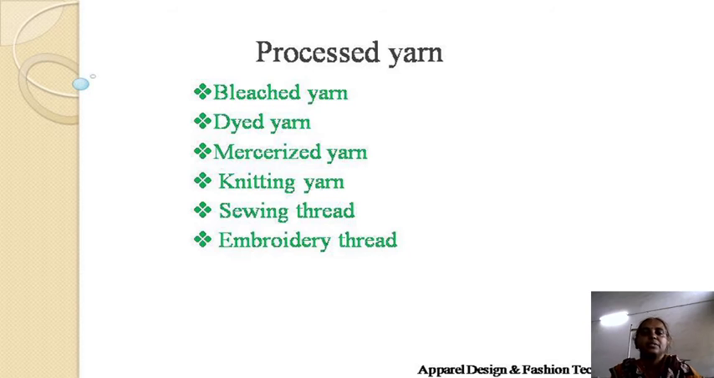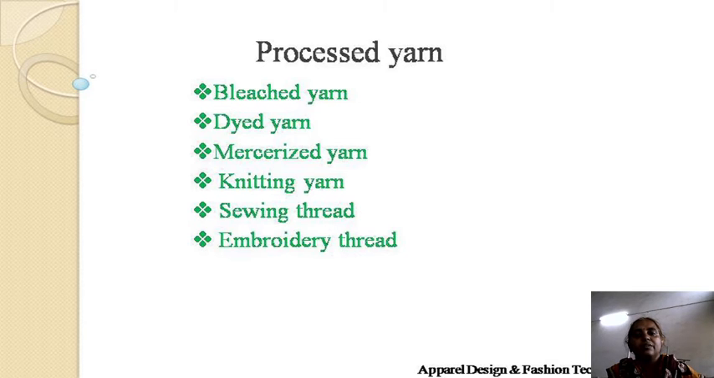Next is the processed yarn. According to the process given to the yarn after the manufacturing of the yarn, that is, if the yarn is treated with bleaching powder, that is a bleaching process, that yarn after the bleaching is known as the bleached yarn. Next, dyed yarn, mercerized yarn. If the yarn is used for the knitting purpose, that is known as knitting yarn, for example, woolen. Sewing thread, we are using many varieties of sewing threads, and embroidery thread.